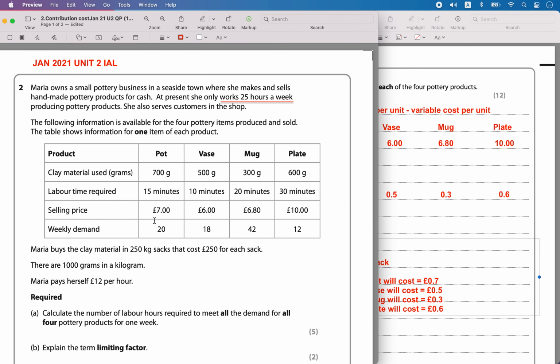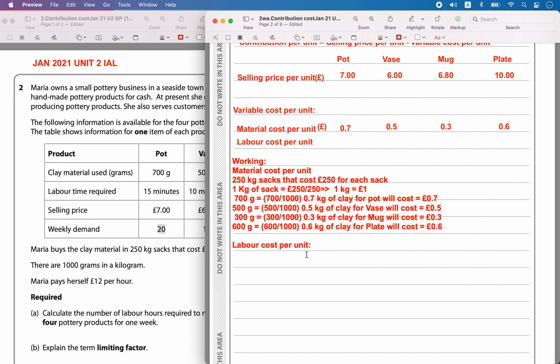Okay, next one is the labor cost. Okay, what is the labor cost they are paying? Here it says Maria pays herself 12 pounds per hour. One pot she spends 15 minutes. So to make one pot, labor hours is equal to 15 divided by 60 hours.